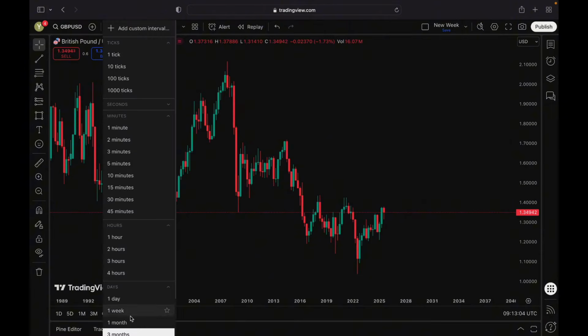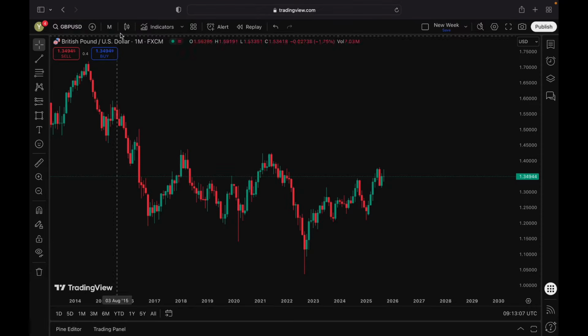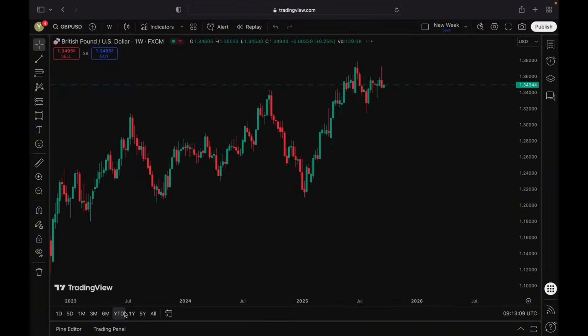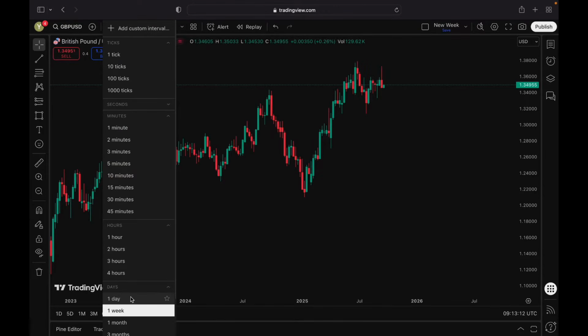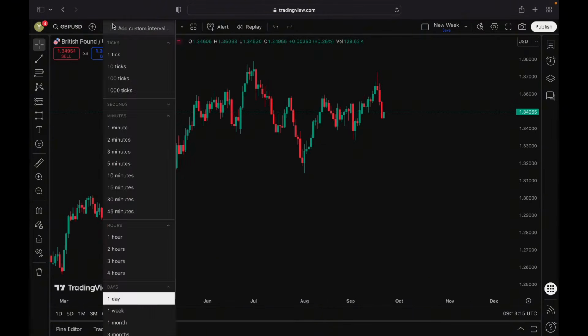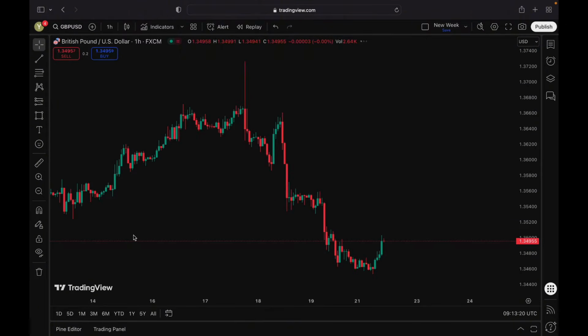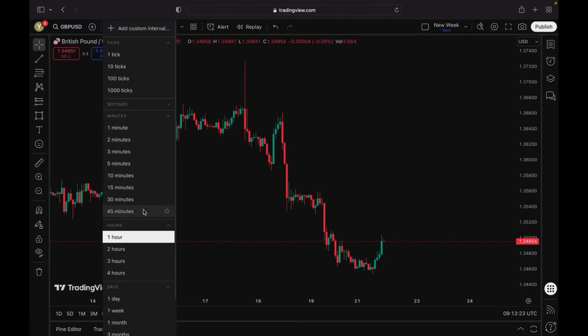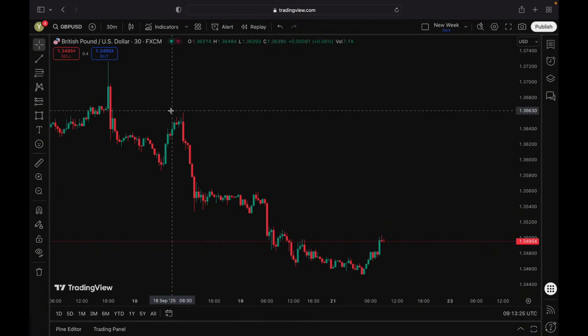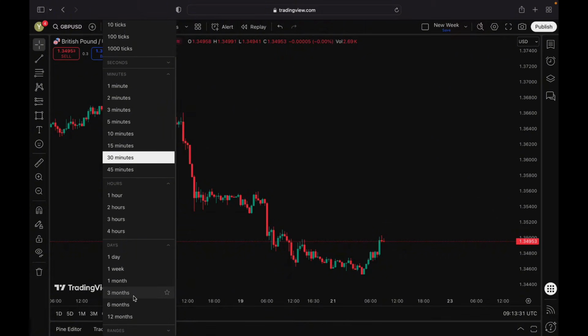We have 1 month. We have the weekly. We have the daily. We have the 4 hour. We have the 1 hour. We have 30 minutes, 15 minutes, 5 minutes, 1 minute. So the idea now is multiple time frame analysis helps you determine the overall directional bias of the market. Now, what do I mean by that?